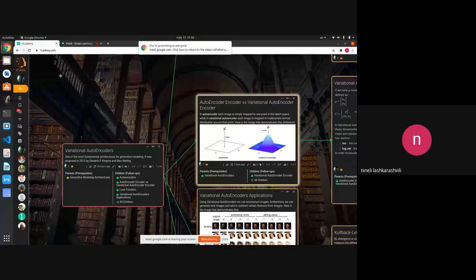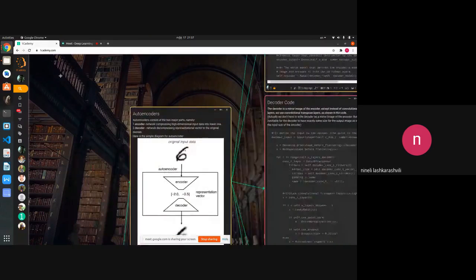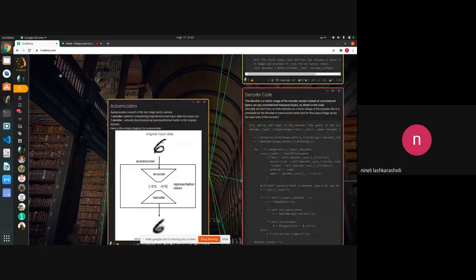So today I'm going to talk about variational autoencoders. This is one of the most fundamental architectures for generative modeling, and it was created in 2013. Before I move to variational autoencoders, firstly I would like to talk about autoencoders. So autoencoders consist of two major parts, which are the encoder and the decoder. The encoder tries to compress high-dimensional input data into a lower-dimensional one, while the decoder tries to decompress the representational vector to the original domain.